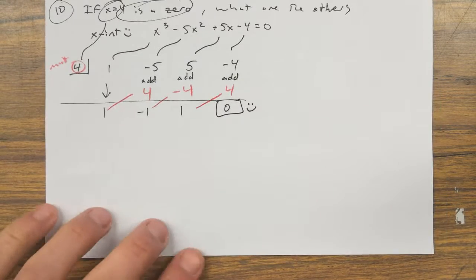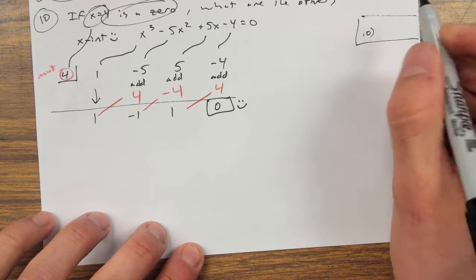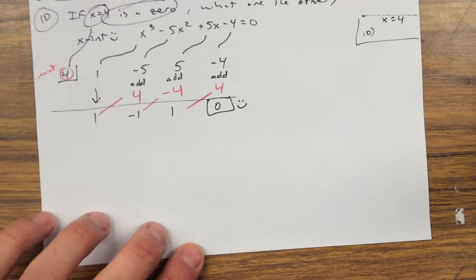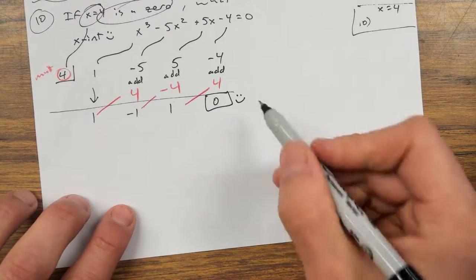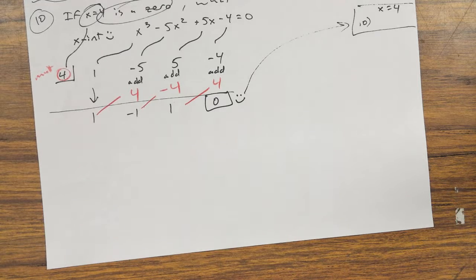That means, if I were over in my little answer box, x equals 4 automatically gets written as an answer in the answer box. That's what this smiley face says. Put that straight into the answer.